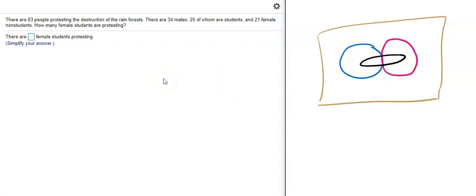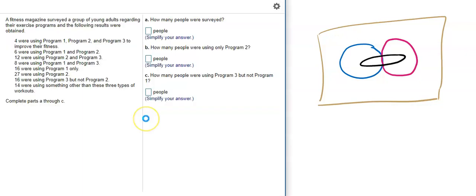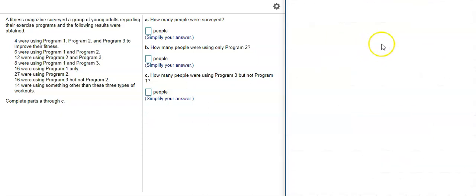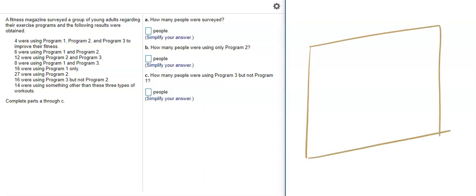Now the last problem. I really want everyone to give this problem a shot. Kind of going through the process that we did for the previous one, but here we will have a little bit of a different picture because we've got these programs. For this problem, there's a fitness magazine. People are exercising, staying healthy during the pandemic. And the following results were obtained.